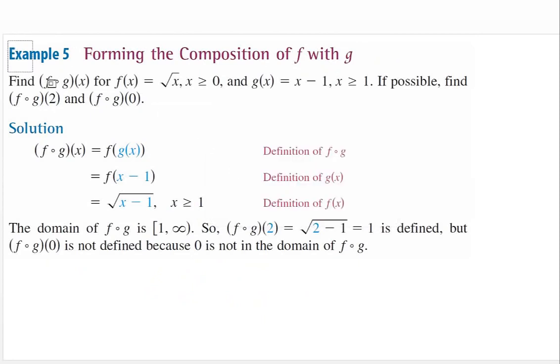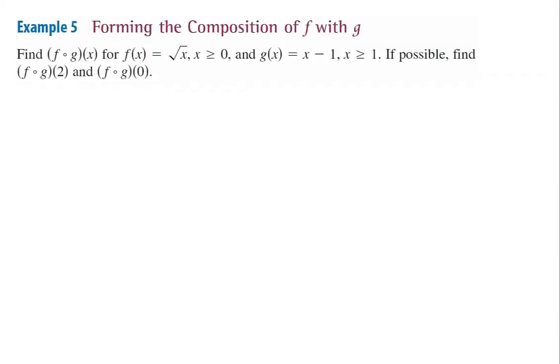All right, so let's take a look at this problem right here. We have a composition of functions here. How do we know it's a composition of functions? Well, we have this little open circle right here. And remember this notation, f composed with g of x. This is the same thing as f of g of x. These two notations are the same thing.